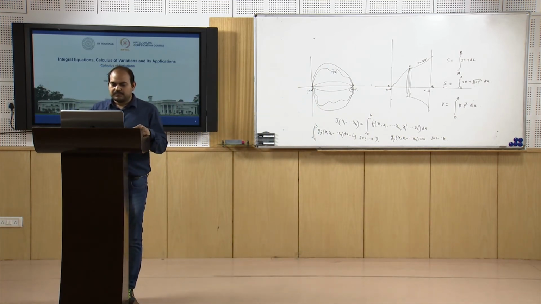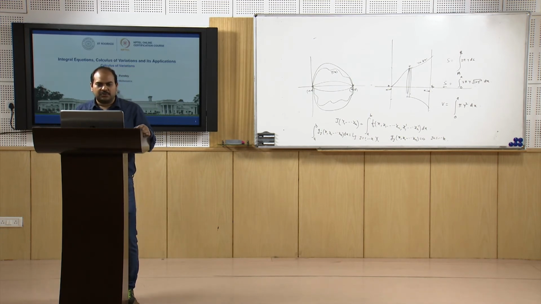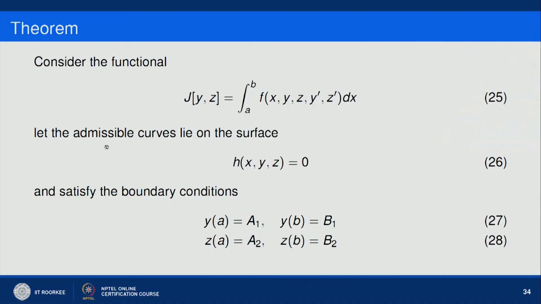Now for simplicity we are just taking n equal to 2. So here we are assuming that only y1 and y2 are given, and k equal to 1 means only one subsidiary equation is given here. So let us consider the theorem. Here we want to extremize the functional J of y, z, the integral from a to b of f of x, y, z, y dash, z dash dx, and here the admissible curves lie on this surface h of x, y, z equal to 0.